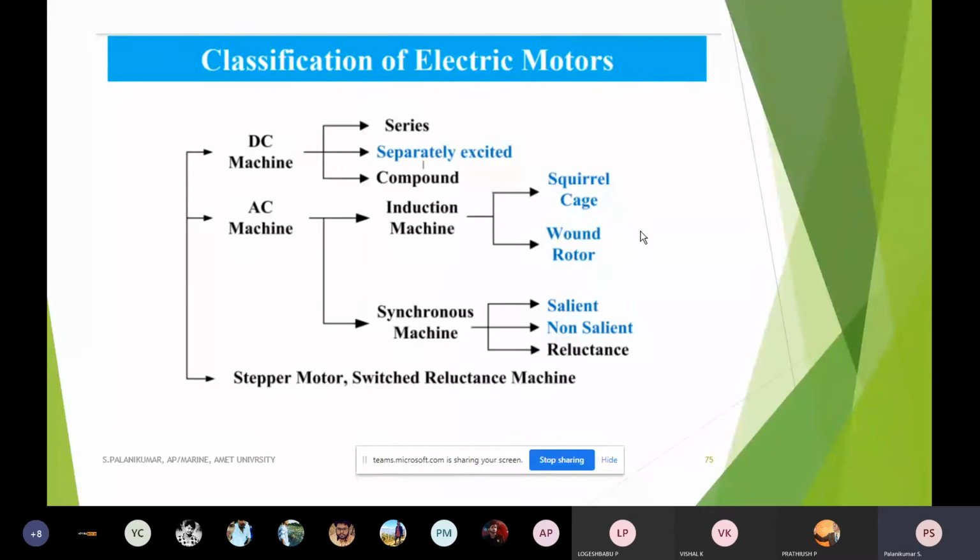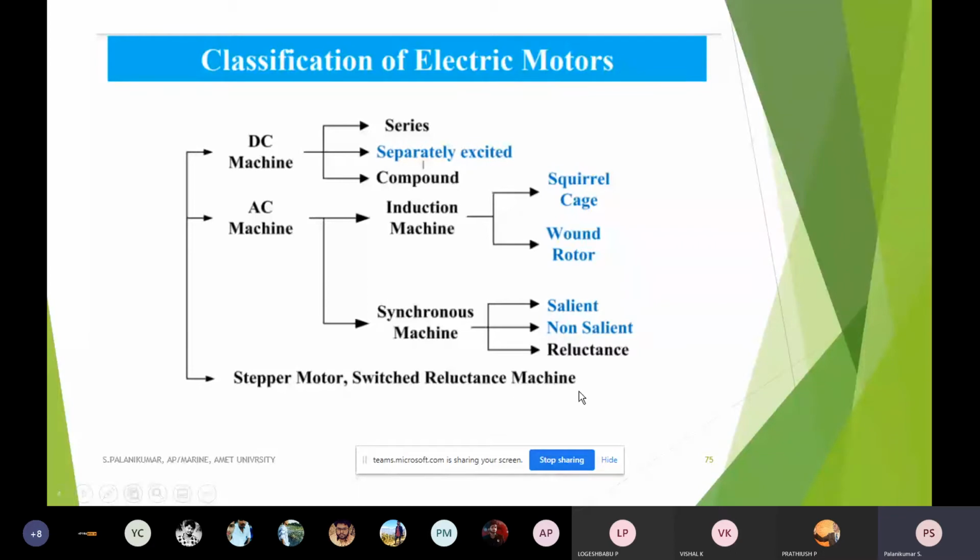Okay. So it is about a classification of electrical motors only. We have three broad classifications. One is the DC machine and another one is the AC machine. Another category is the stepper motor and switched reluctance machines. Of course, the first two categories are very important. The third category is called special electrical machines.